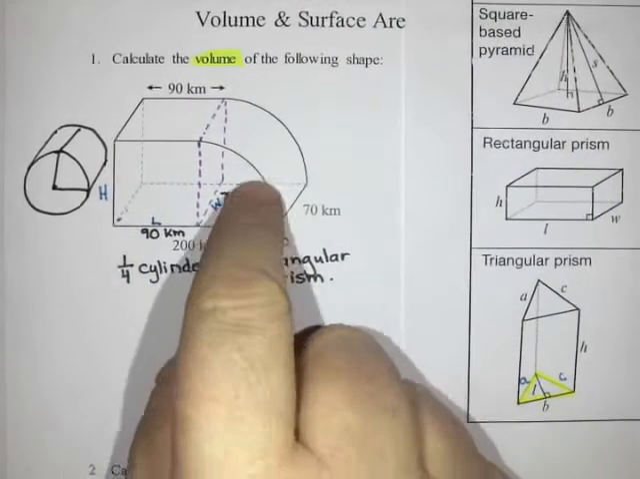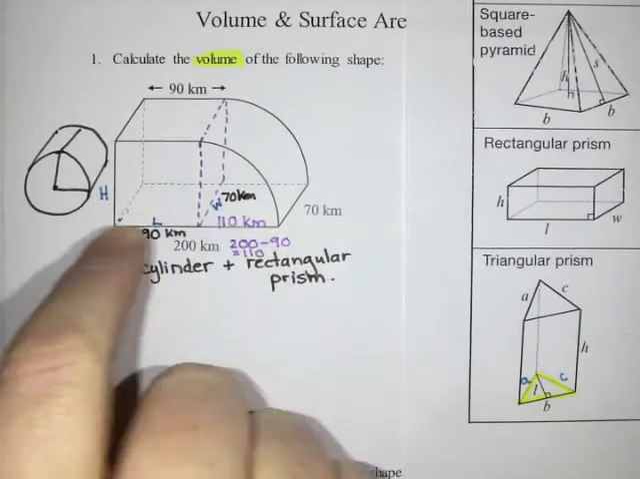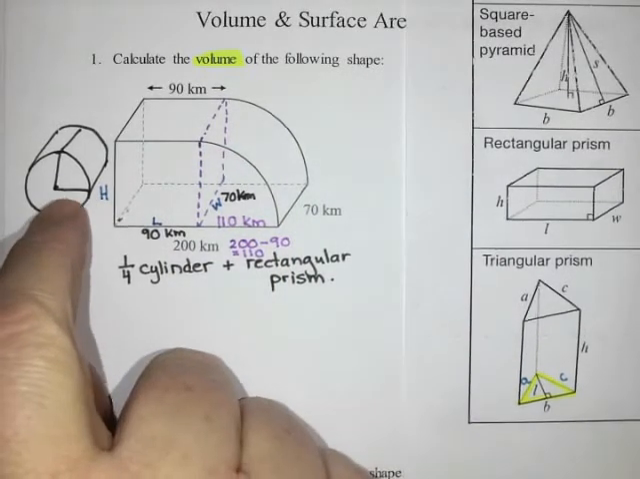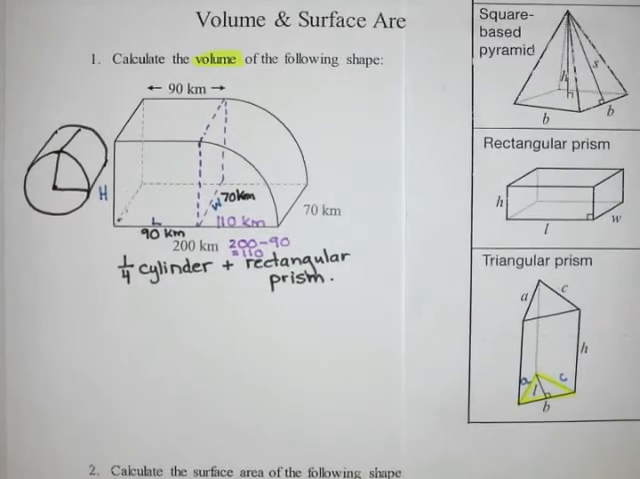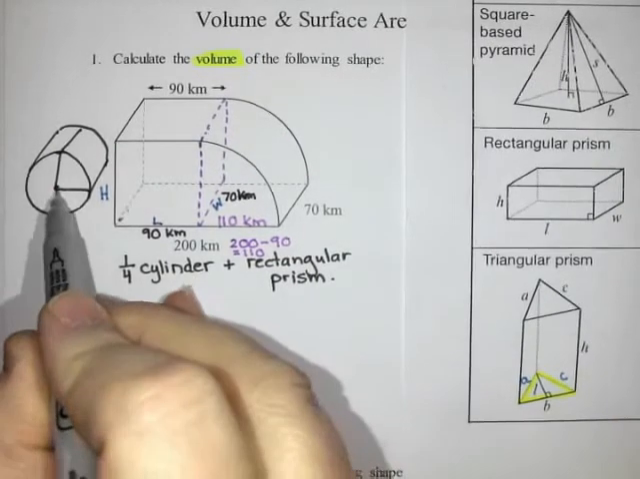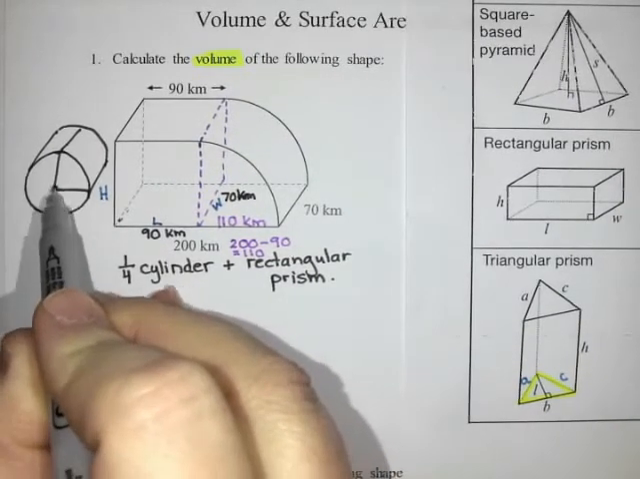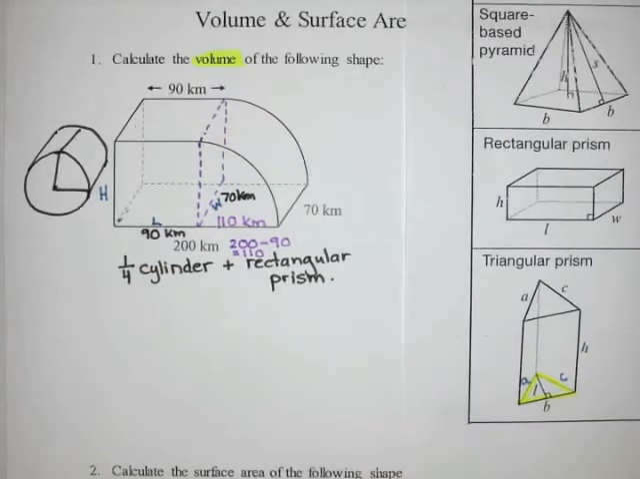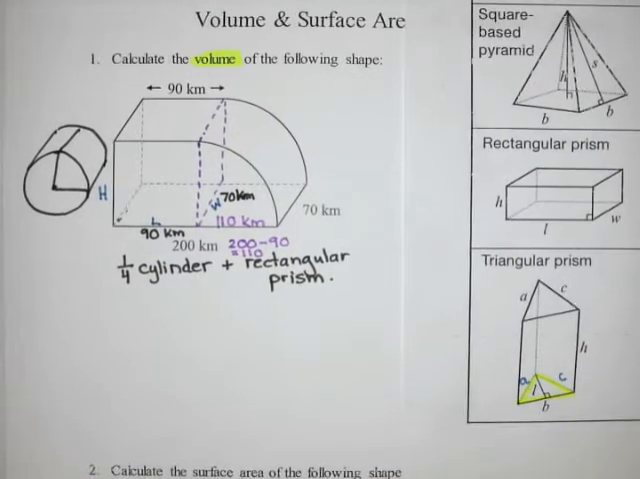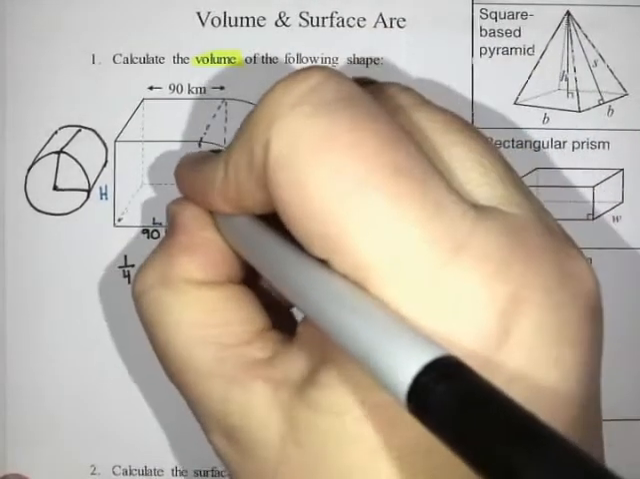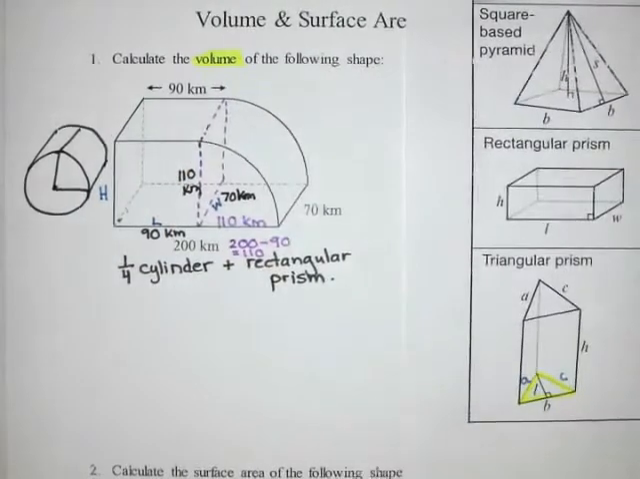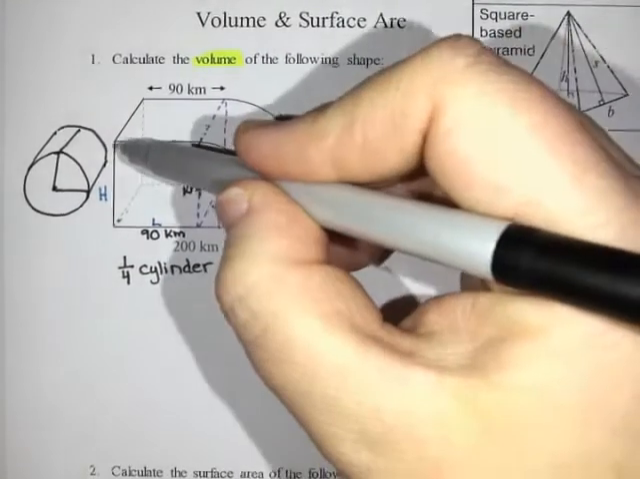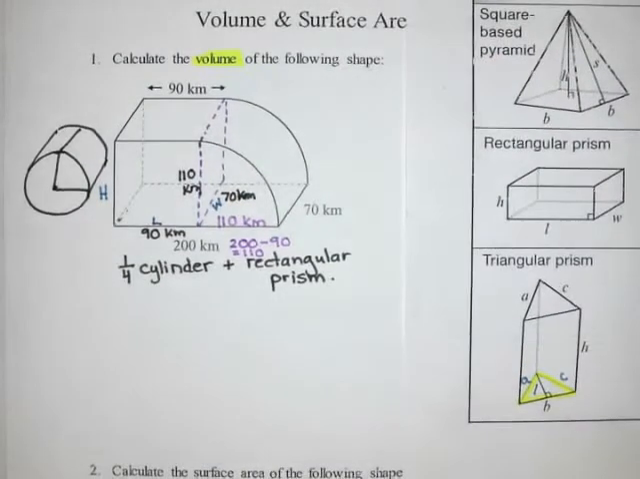Now, because this is part of a cylinder, the radius of a cylinder is the same length in all directions, regardless of which way it's pointing. So if this part here is 110, this part here should also be 110. So that means that this section here should be 110 kilometers, and that would be my height. So it would be my height here. It would also be my height there.